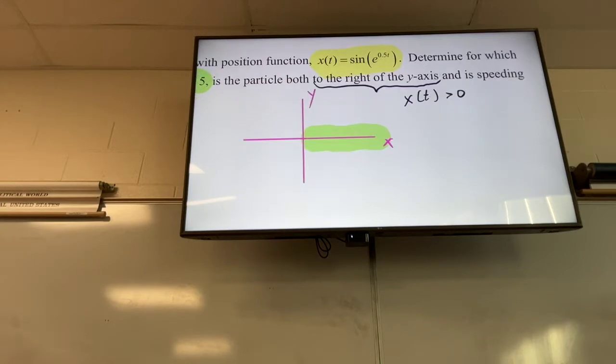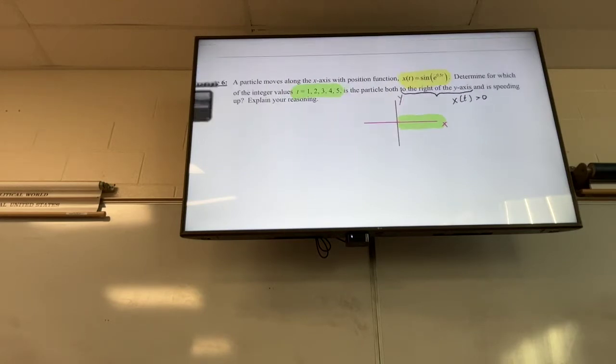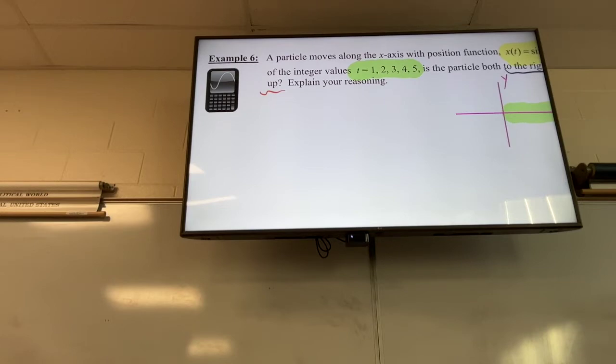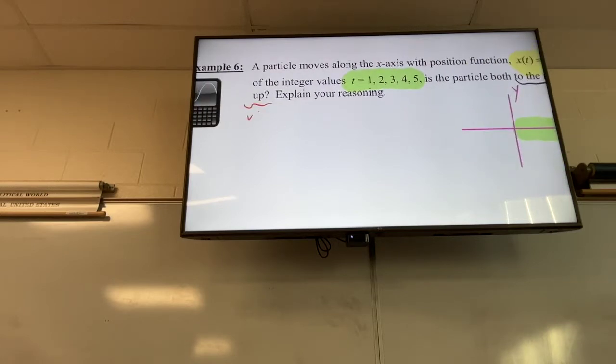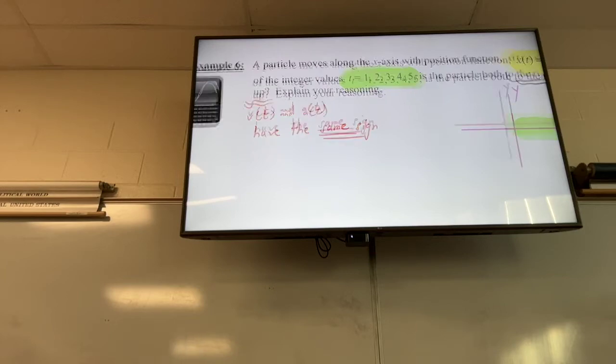Cool. Then there's one other condition, speeding up. So what does that mean? Well, it means that for that particular value of t, v of t and a of t, the velocity and the acceleration, have the same sign. They have to have the same sign.